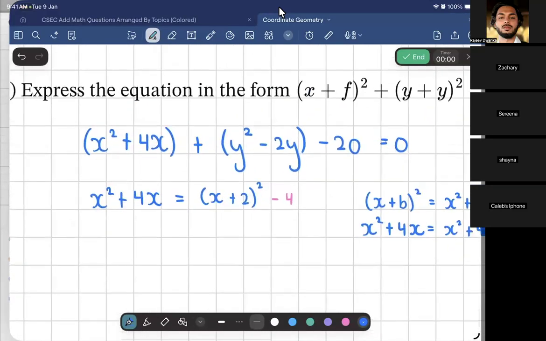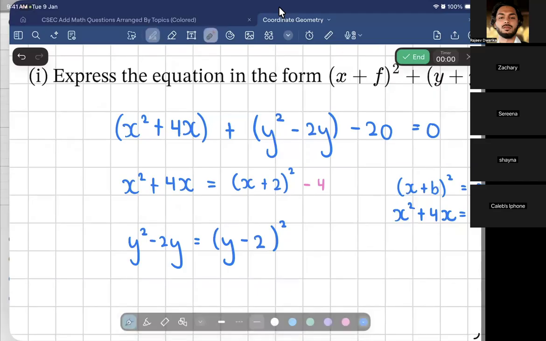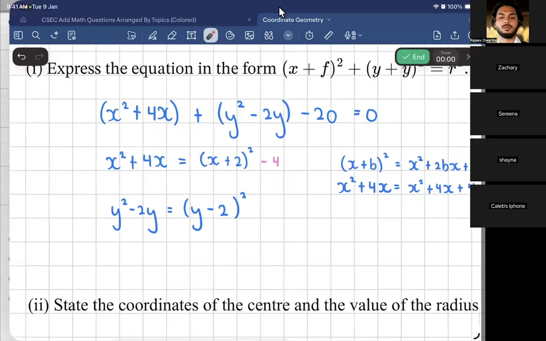Now let's apply the same concept for y squared minus 2y. Y squared minus 2y. So Zachary, you might be tempted to write y what? Just take a guess. You might want to write what? Y minus 2 squared, sir. Okay, if you say (y minus 2) squared, that wouldn't be correct, right? Let me show you why.